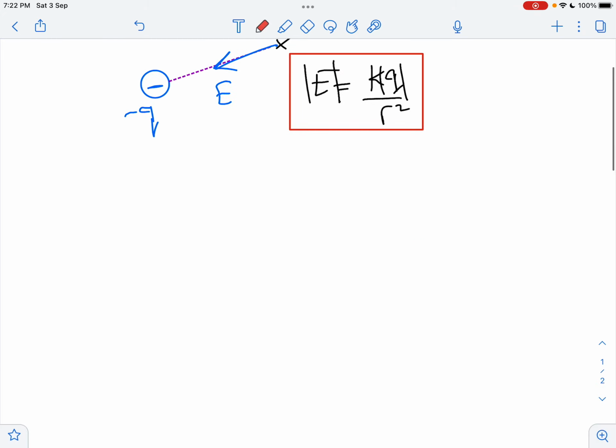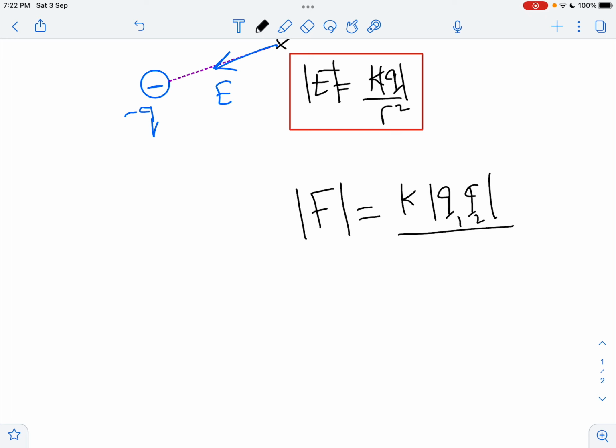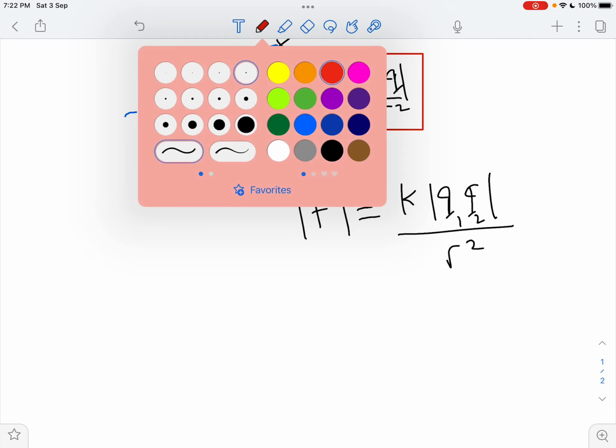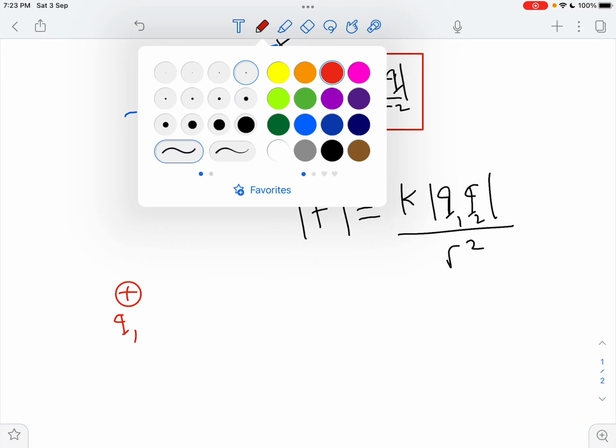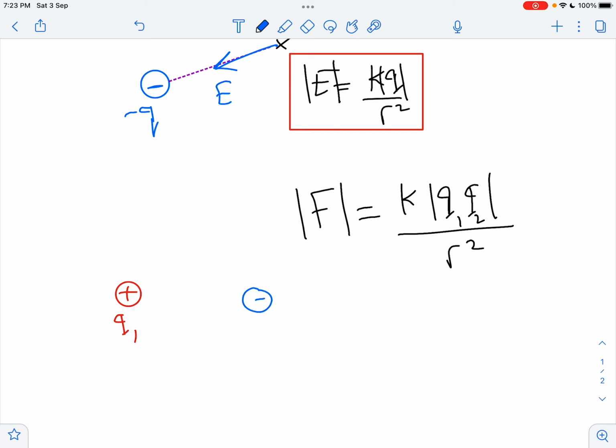Electric force: from the formula of the electric force, you require two point charges to have an electric force, K Q1 Q2 over R squared. So we need two charges. Let's say I have a positive charge, Q1, and I have a negative charge, Q2.